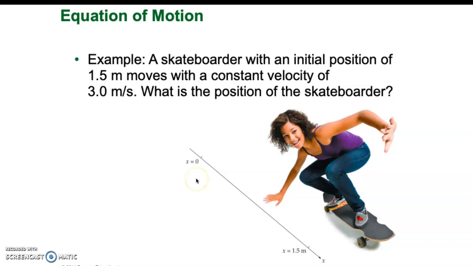So for example, a skateboard with an initial position of 1.5 moves with a constant velocity of 3 meters per second. What is the position of the skateboard? The only thing you have to know is the time. And here's our equation, xf equals xi plus vt. As we substitute 1.5 in for initial position and 3.0 for velocity, we get final position is equal to 1.5 plus 3t. And if we substitute the amount of time in there, we can find our position anywhere on this graph.